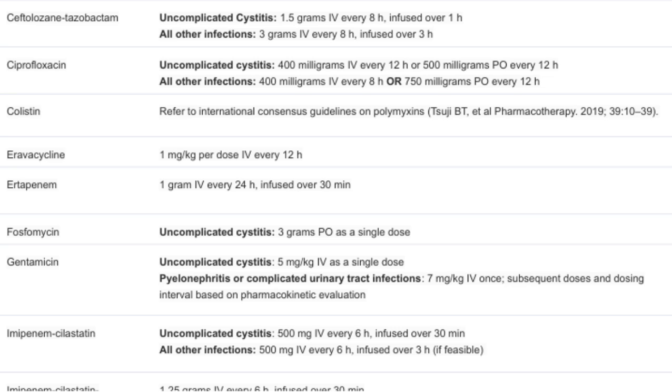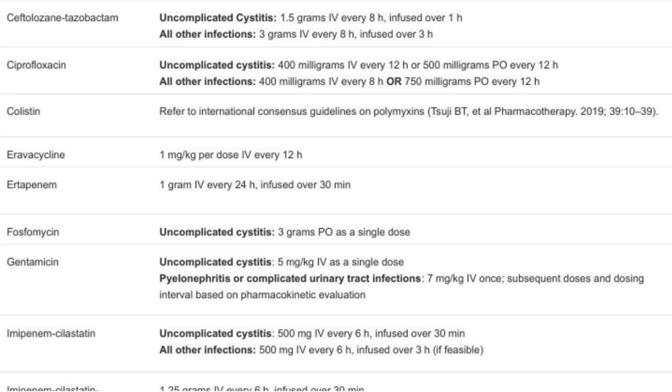Moving on to ciprofloxacin, which can be administered either orally or IV. For uncomplicated cystitis, the typical dose is 400 milligrams IV or PO every 12 hours. For more complicated infections, the dosing can be 400 milligrams IV every 8 hours or 750 milligrams PO every 12 hours, depending on the severity and patient needs.